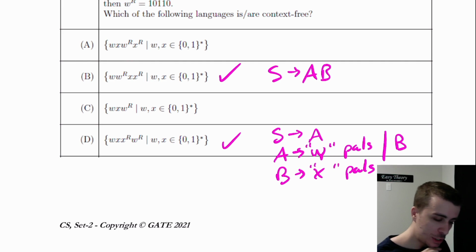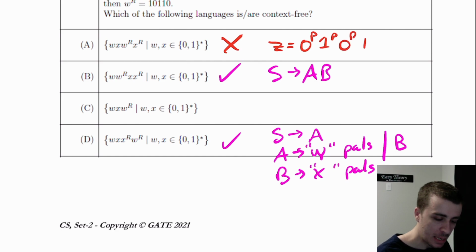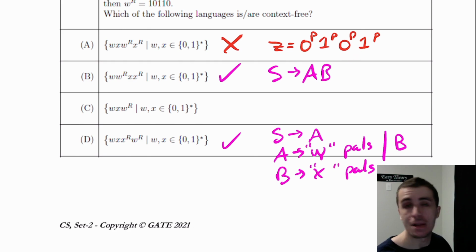So for this one, A is not context-free. And the reasoning is that if we pick the string, not W here, maybe I should give it a different name. So let's call it Z, which is 0 to the P, 1 to the P, 0 to the P, 1 to the P. Then each of the W pieces and the X pieces are separated by a long string, and by the pumping lemma for context-free languages, we can't hit the zeros at the same time or the ones at the same time. So that one's not context-free.